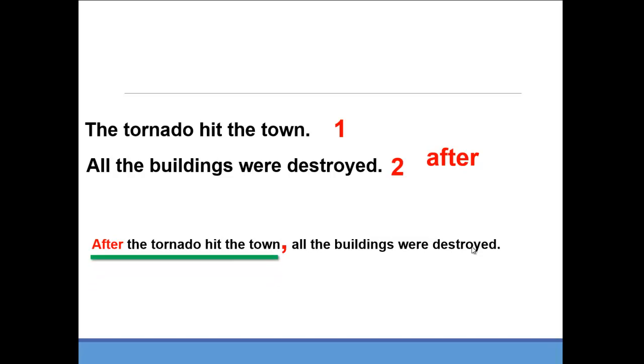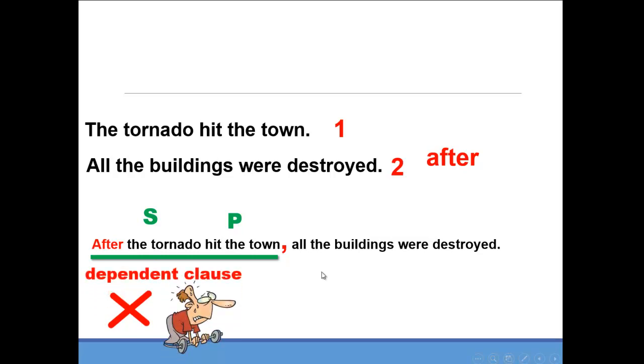Let's check the first part. After the tornado hit the town. What happened after the tornado hit the town? I don't know. The tornado is the subject, hit the town is the predicate. But can I use this part of the sentence alone? No, I can't. This part of the sentence, what does it begin with? It begins with the subordinating conjunction. So it is the dependent clause.